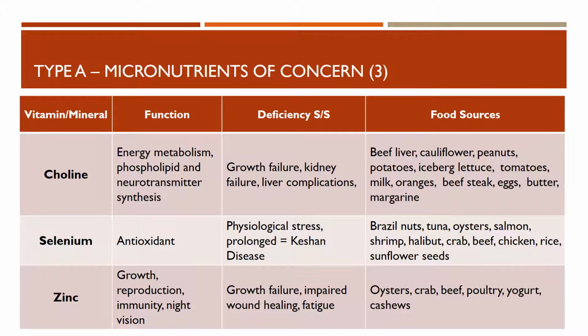And we can see here that the functions of these micronutrients include things like energy metabolism, neurotransmitter synthesis, function as an antioxidant, growth, reproduction, immunity, and night vision. And subsequently, deficiency of these micronutrients can lead to growth failure, kidney failure, physiological stress, impaired wound healing, and fatigue. So the food sources of these micronutrients include a lot of meat products as well as some wheat and dairy. And so you can see that eliminating these food sources from this diet is probably what leads to the deficiency of these micronutrients.